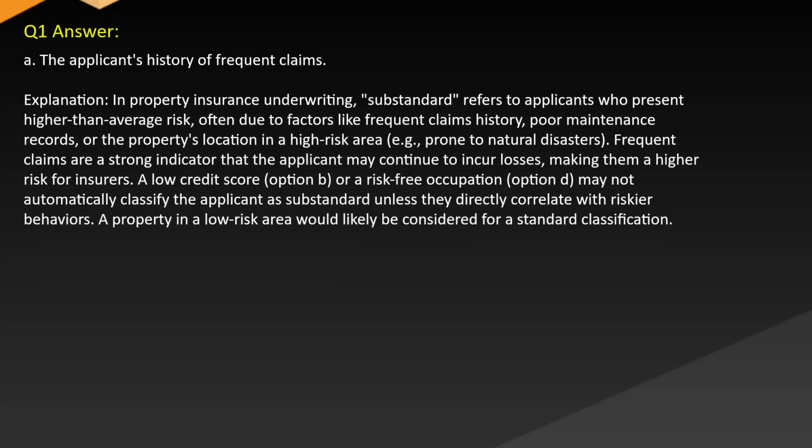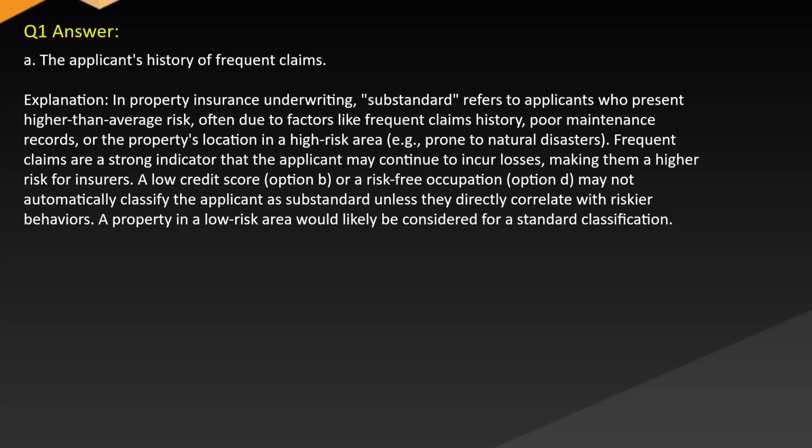Answer A. The applicant's history of frequent claims. Explanation. In property insurance underwriting, substandard refers to applicants who present higher than average risk, often due to factors like frequent claims history, poor maintenance records, or the property's location in a high-risk area, e.g., prone to natural disasters.